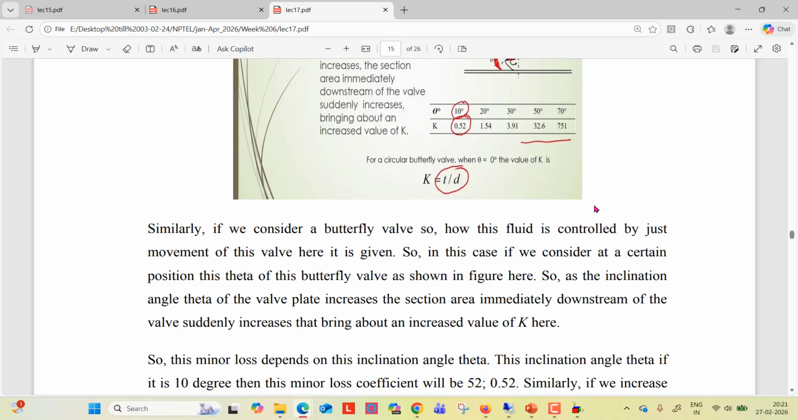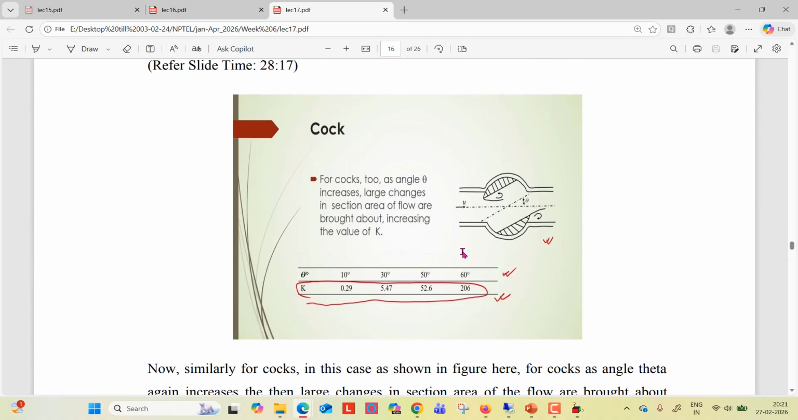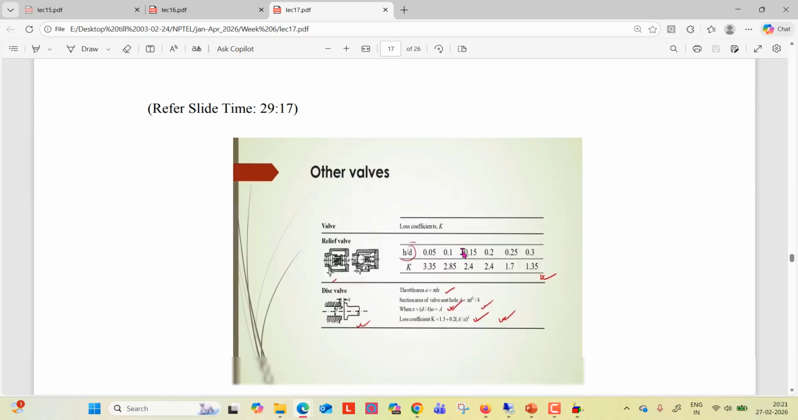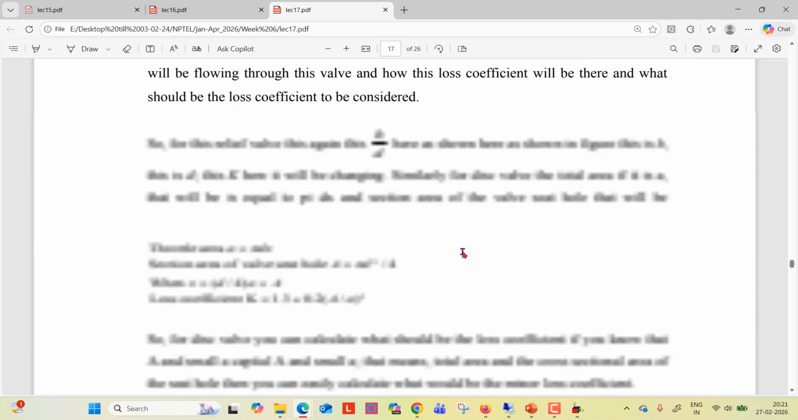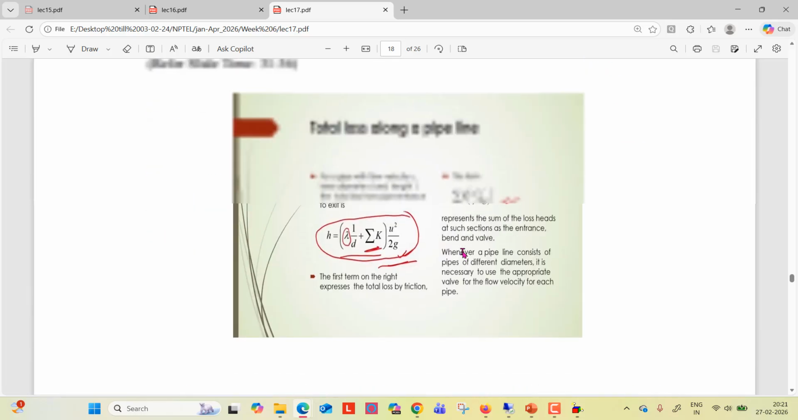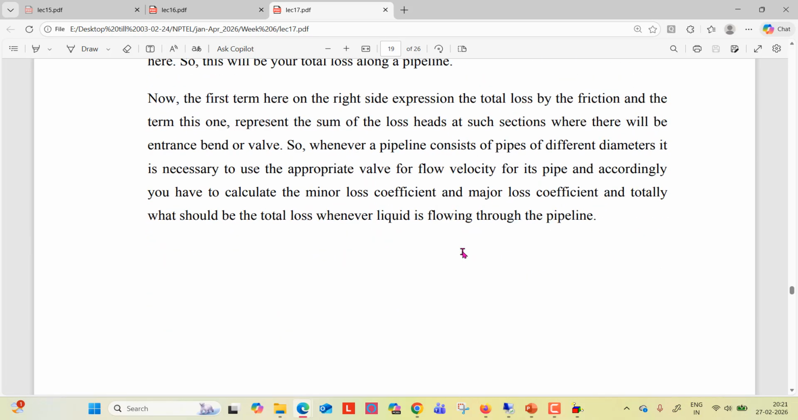Okay, this is the K value. This is the K value for Cox. This is K value for other valves. Sure. So this is the total loss along a pipeline, so it is the summation of all the losses.